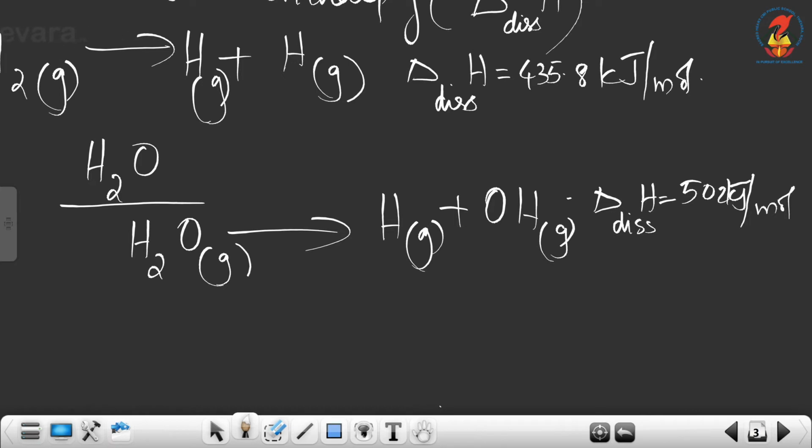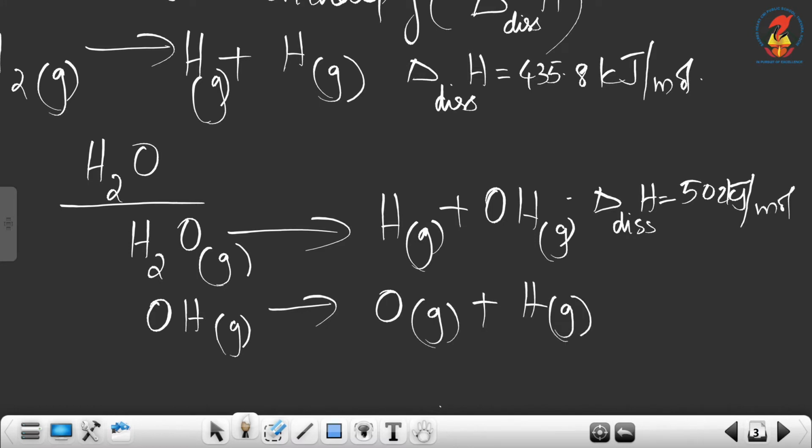Now, next we have to break this OH bond. So, again the OH bond will dissociate as O plus H. Some energy is needed for this breaking. The bond dissociation enthalpy for this is 427 kilojoule per mole.